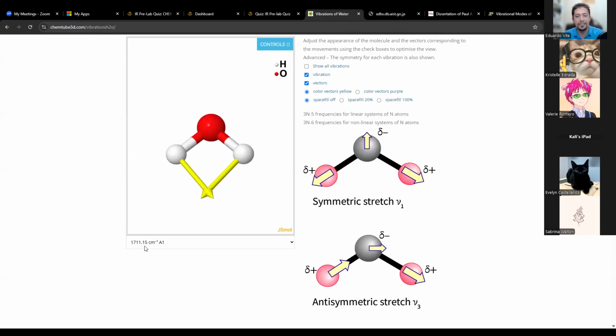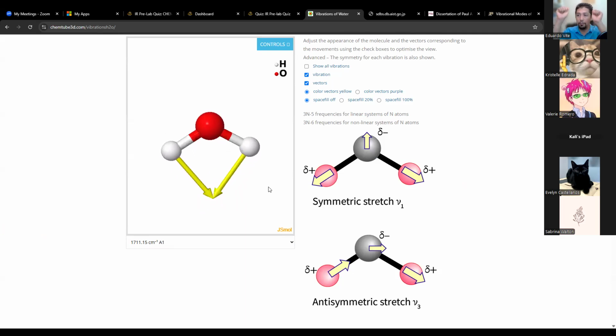This one happens at 1711. And look at the size of the yellow arrows, right? I want you guys to notice the size of the yellow arrows because the size of an arrow in models like this, that's the magnitude of the motion, how strongly, how much is it happening? It's a lot. So this is a very intense signal. You'll be able to definitely see this one if you have an IR spectrum of water, right? And this is a bending vibration.